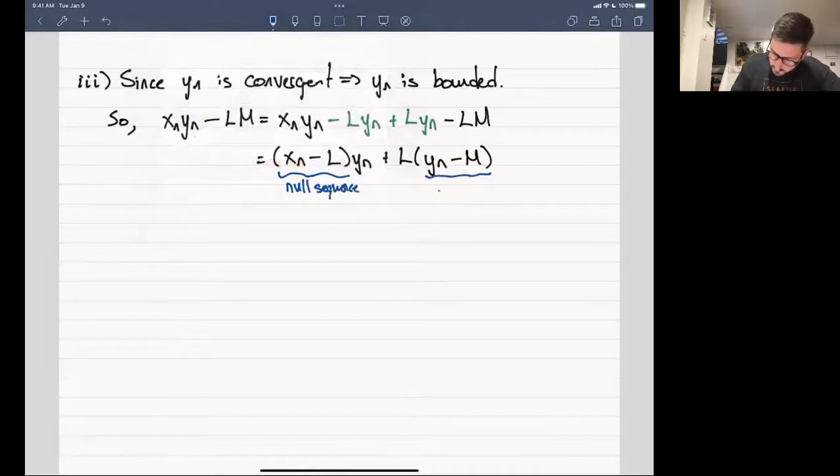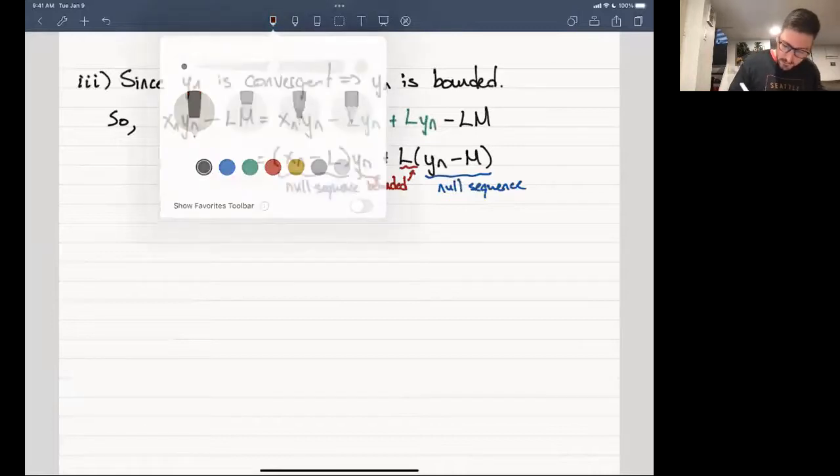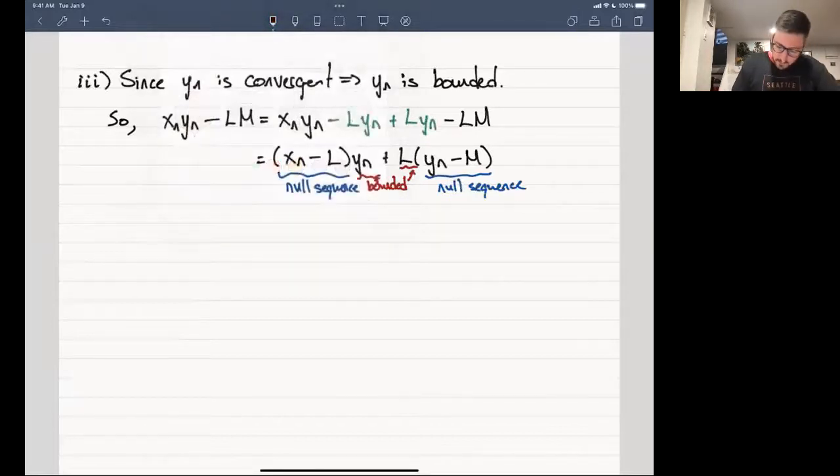This is a null sequence. And maybe we'll put the other piece in red. This is bounded because it's convergent. And similarly, just the constant sequence L is of course bounded, right? Because it doesn't go anywhere from L. So that tells me that the first piece converges to 0 and the second piece converges to 0.